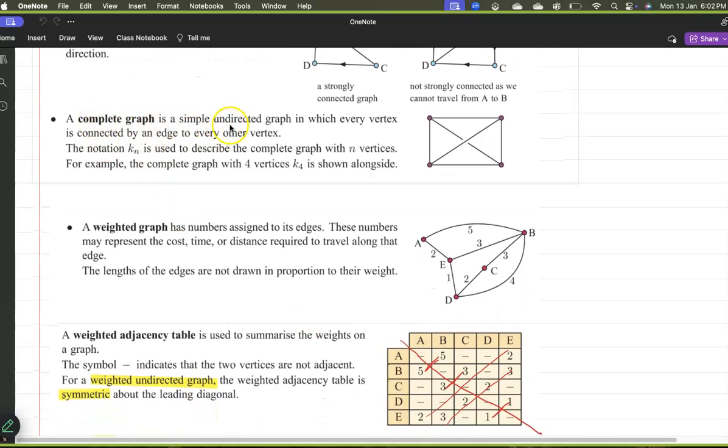A complete graph is a simple undirected graph in which every vertex is connected by an edge to every other vertex. So every vertex is connected to every other vertex. So you can go from anywhere to anywhere directly, basically.